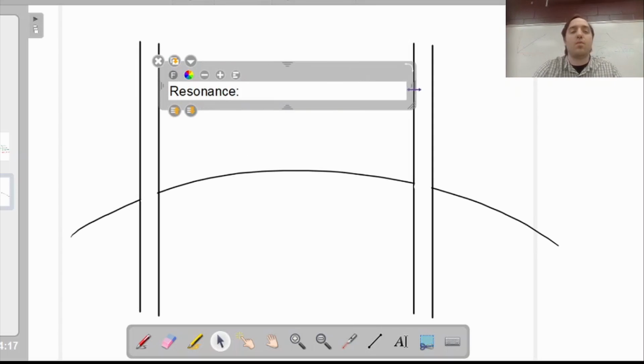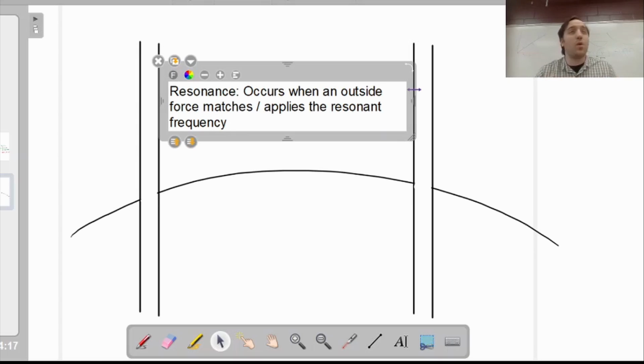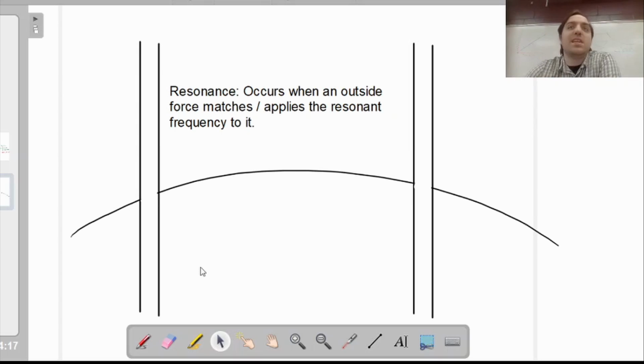is a physics concept where an outside force matches or applies the resonant frequency of an object to it. This is in essence what people did during the Slinky lab when we were looking at standing waves. By manually providing the frequency to the Slinky, you got very large disturbances. You get very large waves. The typical phrasing for this is that the amplitude of the wave was maximized.